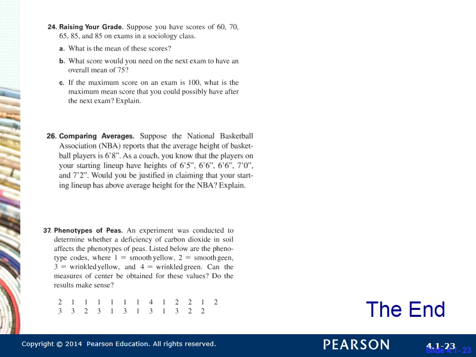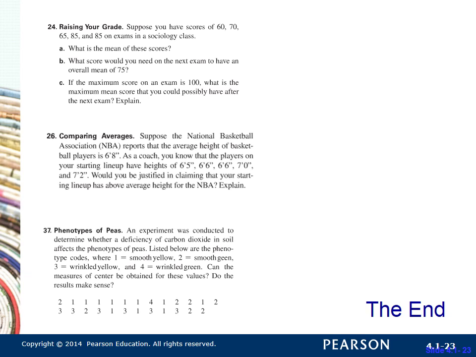So, raising your grade. Suppose you have the grades listed: 60, 70, 65, 85, 80. So what's the mean? I don't want to go to the trouble of using my calculate one variable statistics. It's a small data set. So I'm just going to add these 1, 2, 3, 4, 5 grades, and I will divide by 5. Go ahead and try that in your calculator, and what you should get is that the mean of these scores is 73.